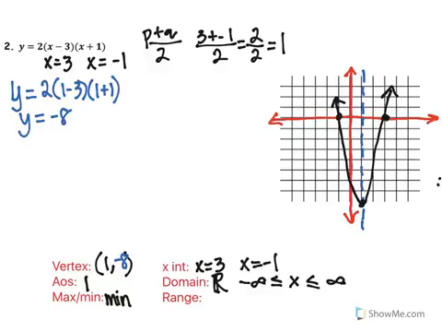Lastly, my range. Range means my y, so up and down. Does my graph have a low point or a high point where it's like, oh, it can only go as high as this, or it can only go as low as this? -8. This number right here. So this is -8. But everything above -8 is included in my parabola. y is greater than or equal to -8.